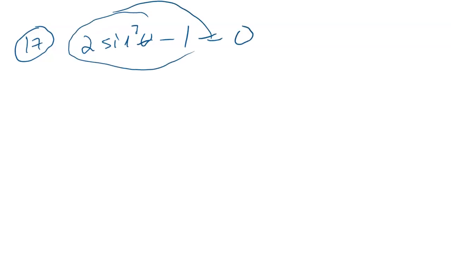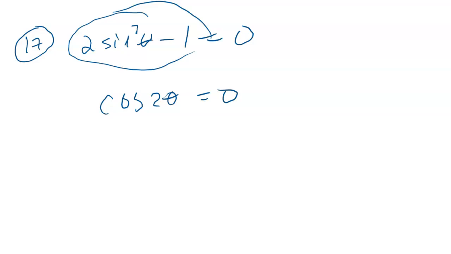17 looks familiar to another one we did. I mean, it's really just cosine 2 theta. Yeah, I think I'm going to go that route. All right, so I'm going to go 2 sine squared theta, just kind of mix it up, is equal to 0. I think I could have done this on another problem. I don't remember seeing it. This is really cosine 2 theta, so I'm going to say cosine 2 theta is equal to 0.